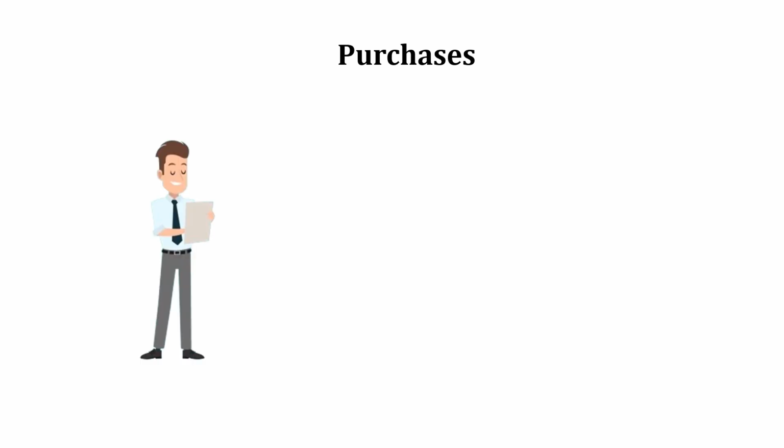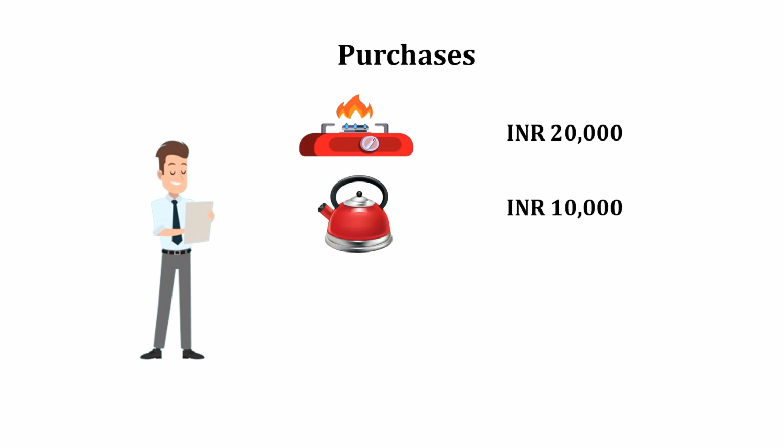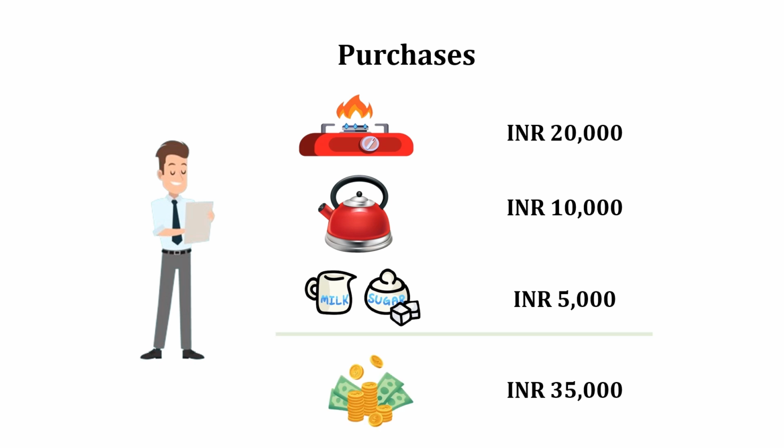You go to shop to make the purchases. First you buy a stove of worth 20,000 rupees. Then you buy utensils for another 10,000 rupees. Then you purchase ingredients of 5,000 rupees. Thus you spend total 35,000 making these purchases.